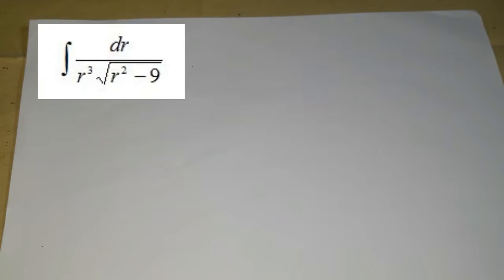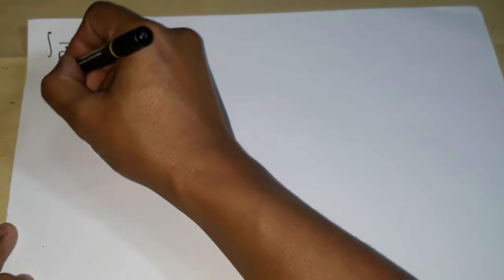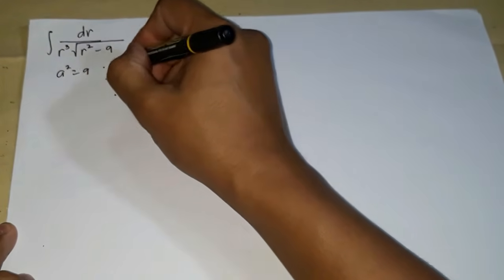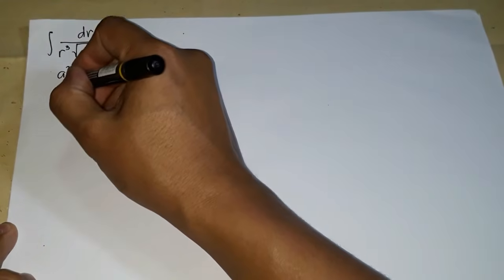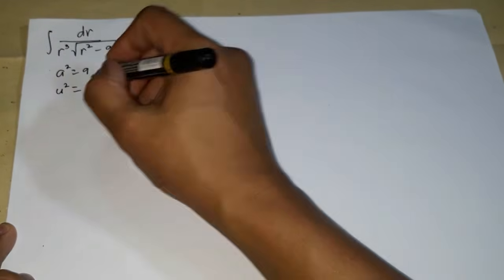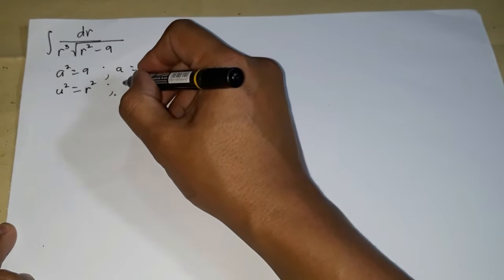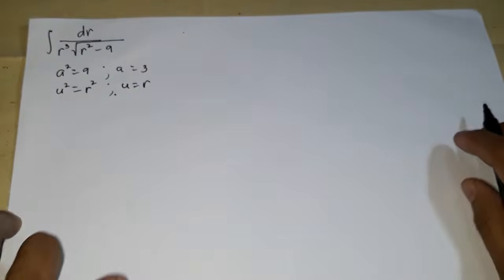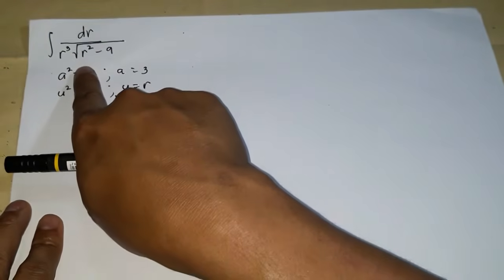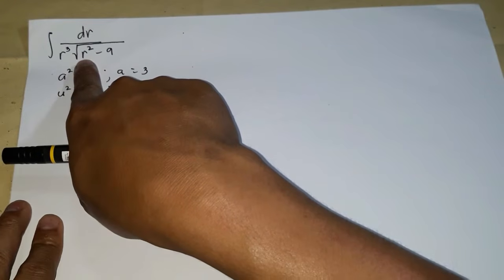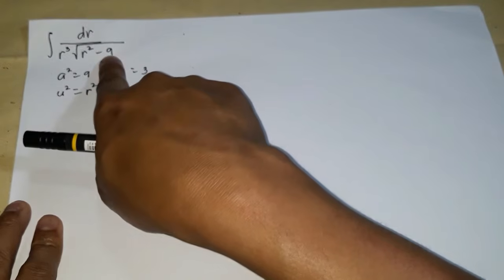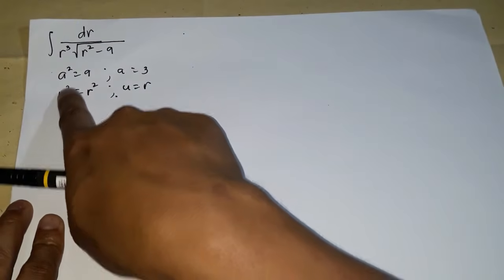Another example we have is the integral of dr all over r cubed times the square root of r squared minus 9. So looking at your given, we have a squared represented by 9, and it follows that a is equal to 3. And then your r squared is represented by u squared. So u squared equals r squared and u is equal to r. So we have an integrand of the form the square root of u squared minus a squared.